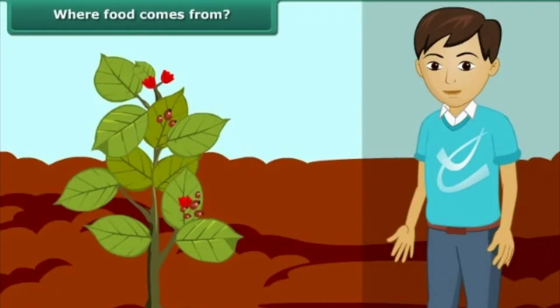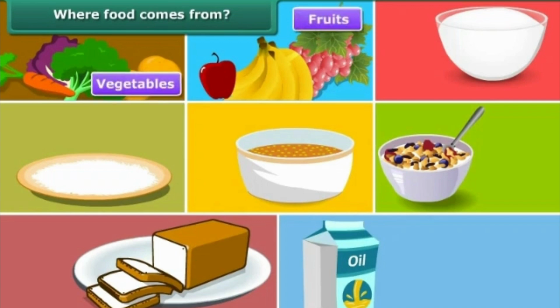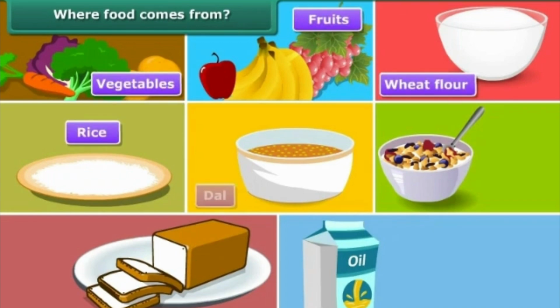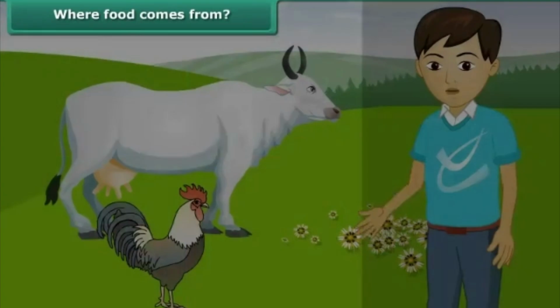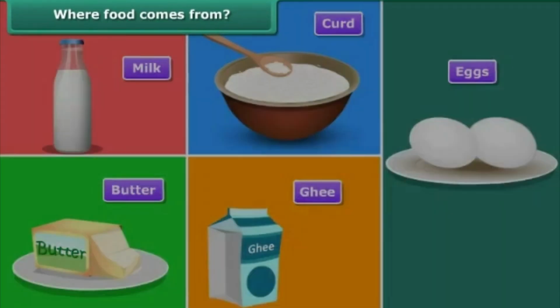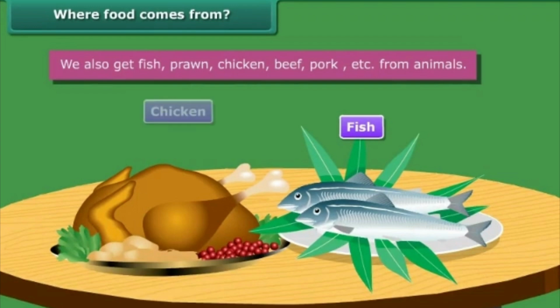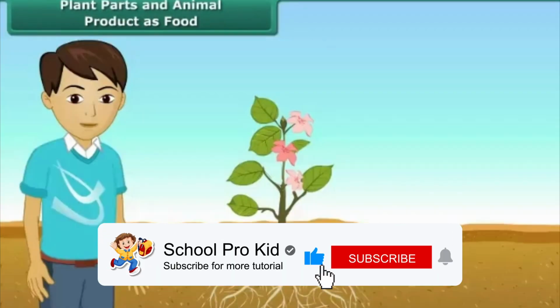Where food comes from. Let us now discuss where we get the various food items to eat from. Most of the food we get from plants like vegetables, fruits, wheat flour, rice, dal, cornflakes, bread, vegetable oil, etc. Some of our food we also get from animals like milk, curd, butter, ghee, eggs, etc. We also get fish, prawn, chicken, beef, pork, etc. from animals.